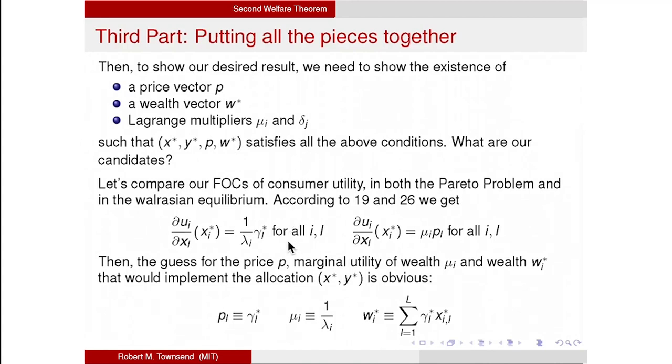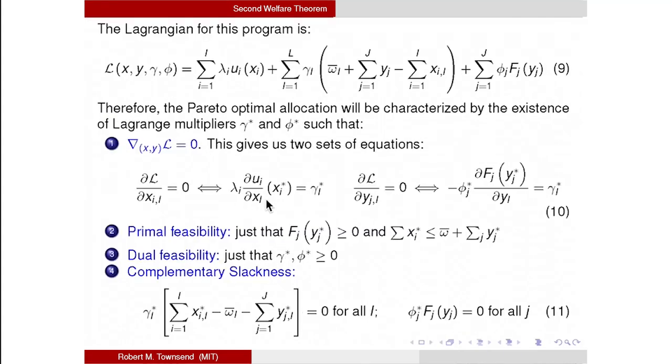So let's start with the households. We have a set of conditions for the Pareto optimal allocation, which are given because we started with a Pareto optimum. Now you're not used to seeing it like this. We're usually writing lambda I times the marginal utility is equal to gamma. Here it is, okay?